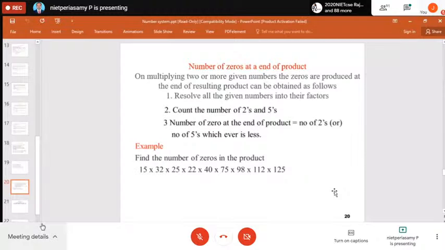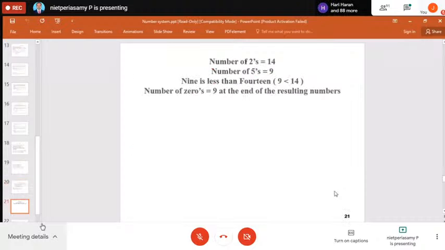At the end of the resulting number, definitely you have some zeros. We can identify how many zeros appeared in that resulting number by using the shortcut method. All the zeros appear at the end of the product. That can be calculated by using the procedure step by step.